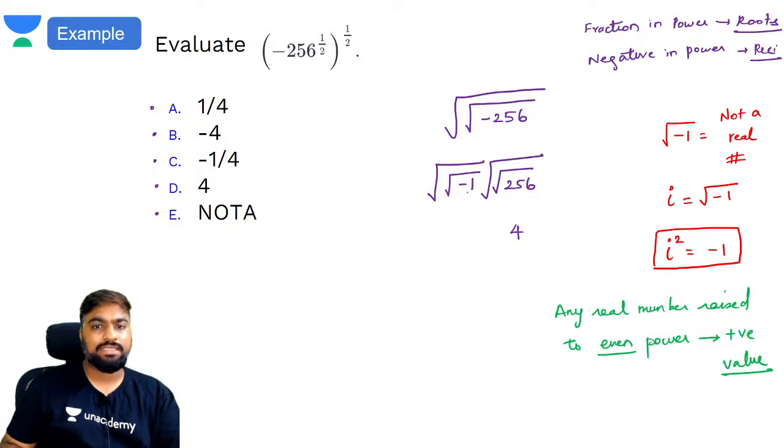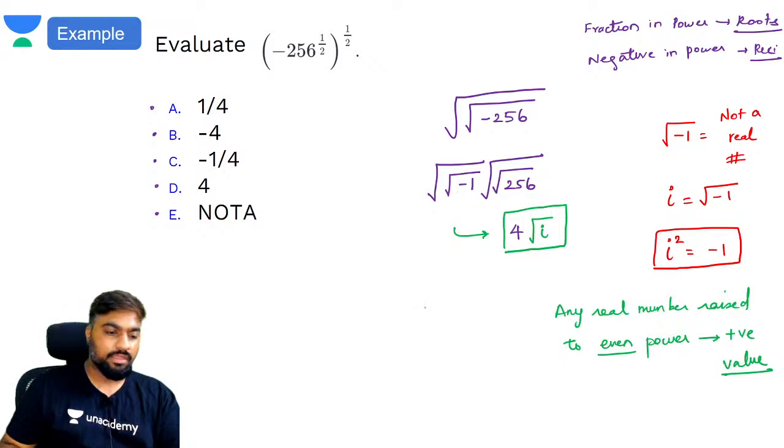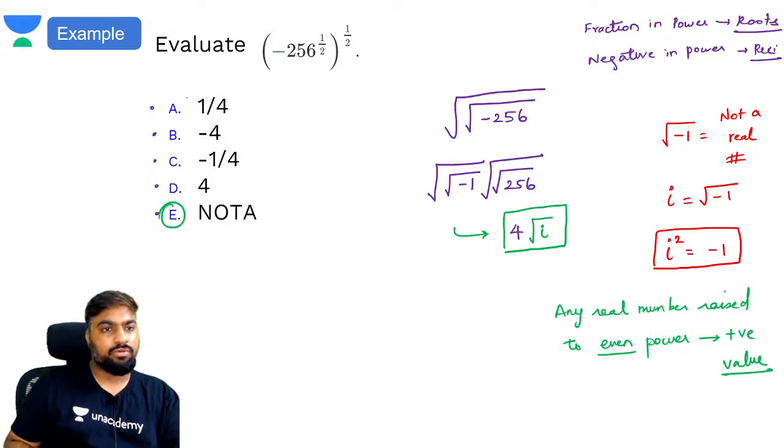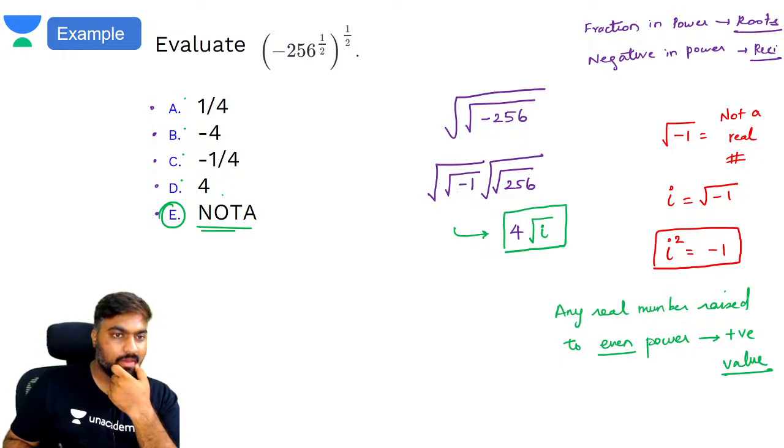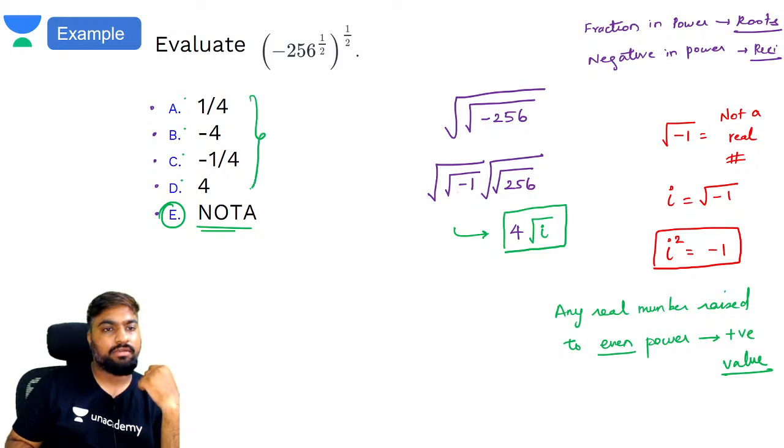So technically your answer should be: square root of -1 is i, so this is square root of i, 4 square root i. This is your answer. Are you getting this? 4 into square root of i, which is not a real term, none of these. So people who said 1/4, -4, -1/4 and 4, be careful, guys. All of these technically are trap answers.